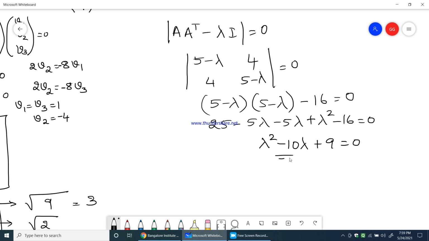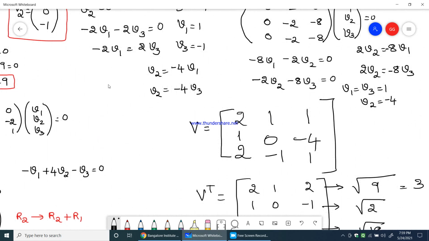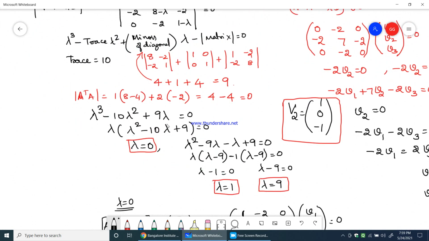Now if you compare this equation with the equation that we got earlier while finding out V, we got the same lambda square minus 10 lambda plus 9 equals 0. This is what happens in SVD: the eigenvalues that you get while finding out U will be the same two eigenvalues that you get in V transpose while finding the eigenvalues for A transpose into A.